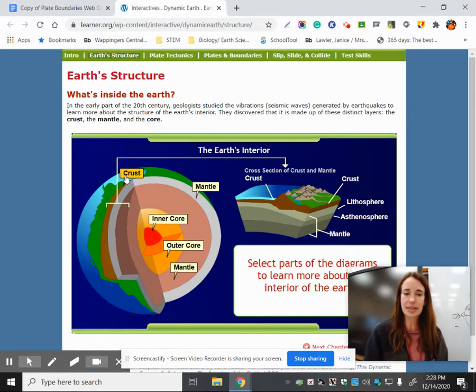So the crust is letter A, and the crust is where we live. So we live on what is called a continental crust. We also have a lot of ocean on our Earth, and those are the oceanic crusts. Okay, right below the crust, and sometimes we see a break in our crust, and sometimes we see what's inside the mantle, and that's called lava when we see that.